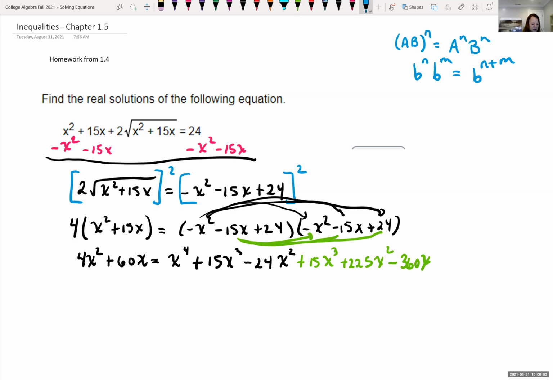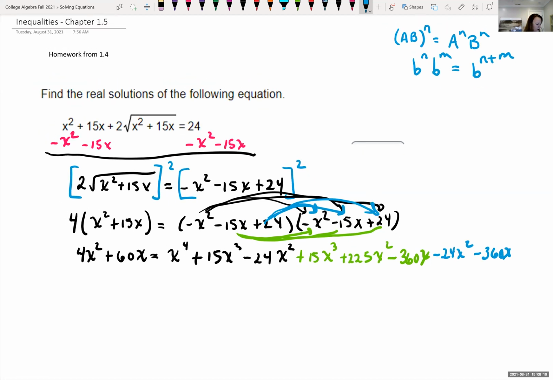Now let's distribute the 24 to each term. So 24 times negative x squared is minus 24x squared. 24 times negative 15x, we just saw that was negative 360x. And 24 times 24, that is going to give us plus 576. So let's clean up that one side by combining like terms and then determine what type of equation it is and then solve from there.